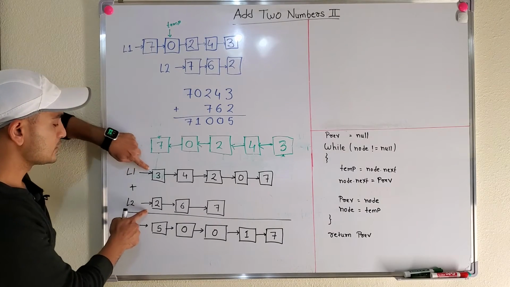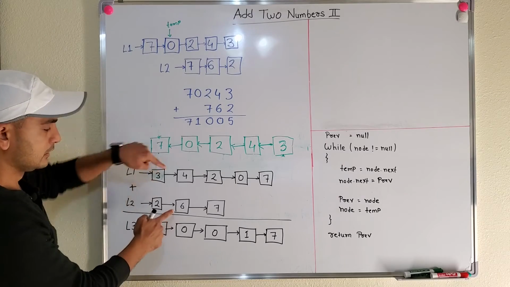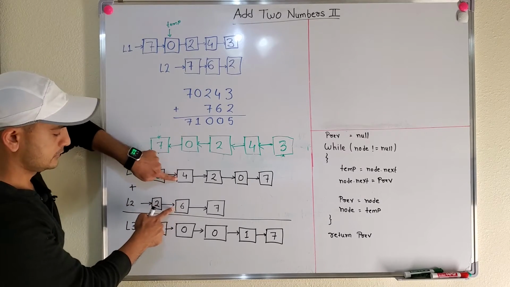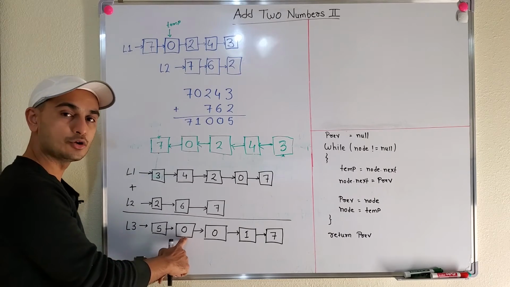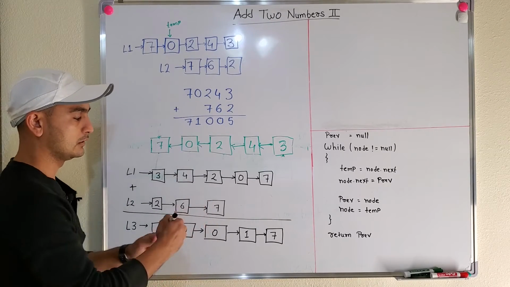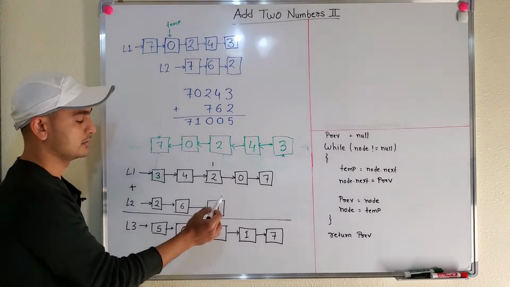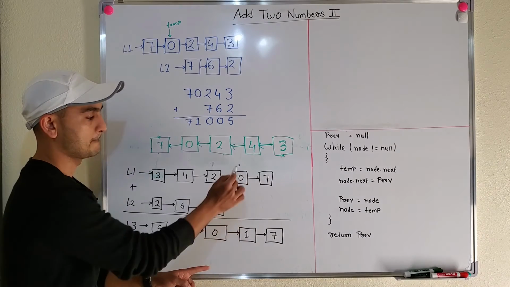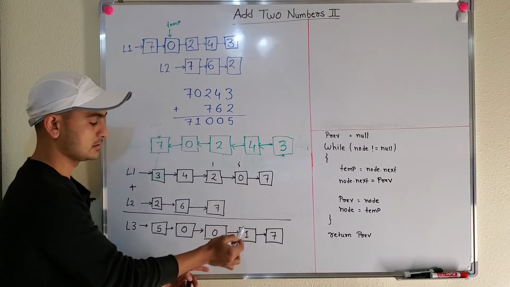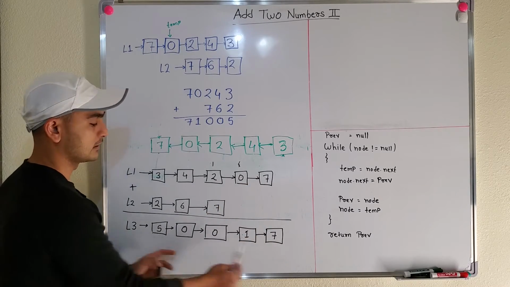So we start with these two pointers. 2 plus 3 will say 5. Then we go to the next node. We do 6 plus 4, we'll get 10. So we'll put 0 in the node and we'll carry forward 1. And now we do 1 plus 2 plus 7, we get 10. So we put 0 in the node and we carry forward 1. 1 plus 0 is 1, and then 7 as 7, and that's our list.